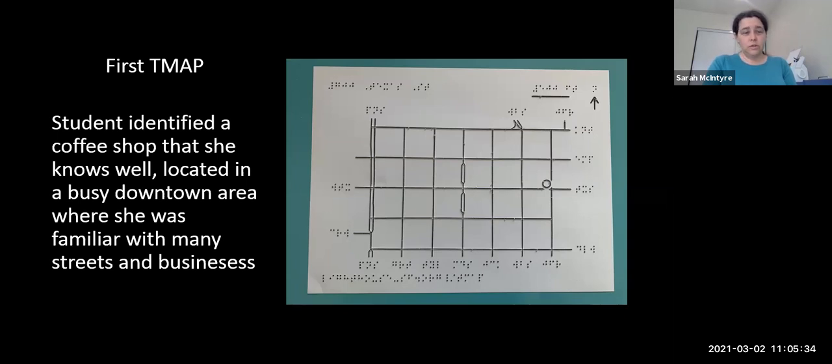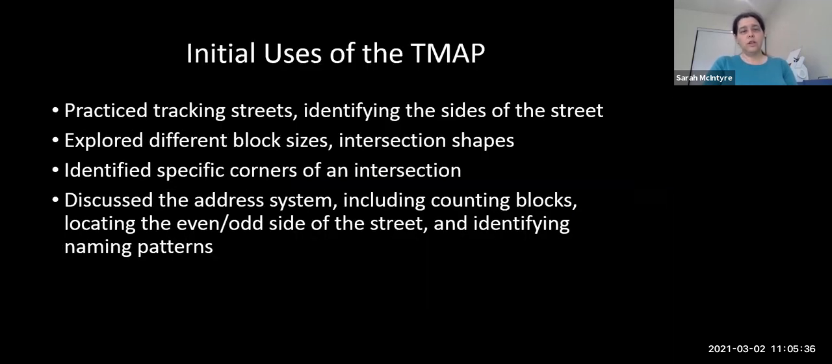So next slide, please. What she initially used that map for was to practice tracking streets, identifying the sides of the street, exploring different block sizes, intersection shapes, identifying specific corners of an intersection. We discussed the address system, counting blocks, locating the even and odd sides of a street, identifying naming patterns. And for her, this was a good start, and she was fairly successful at this. Next slide, please.